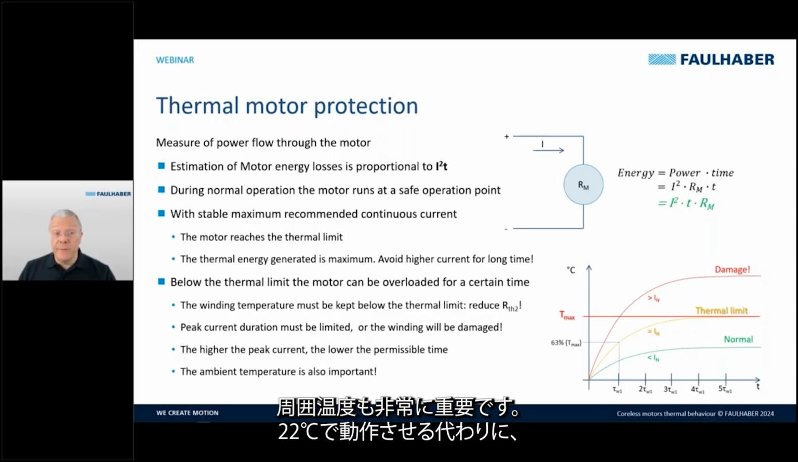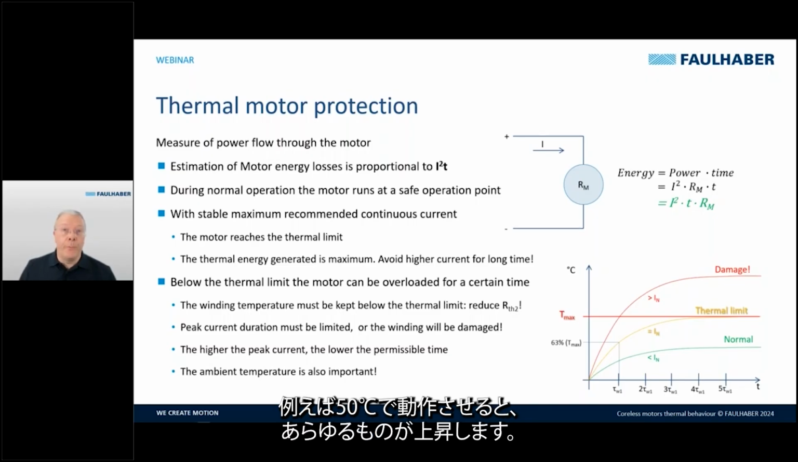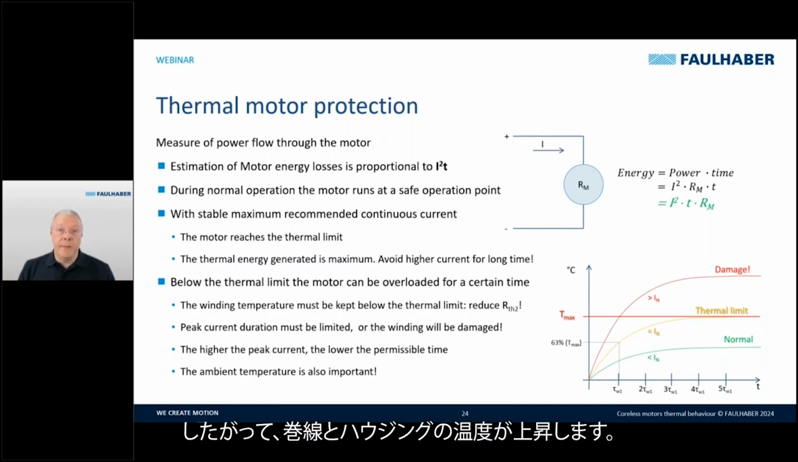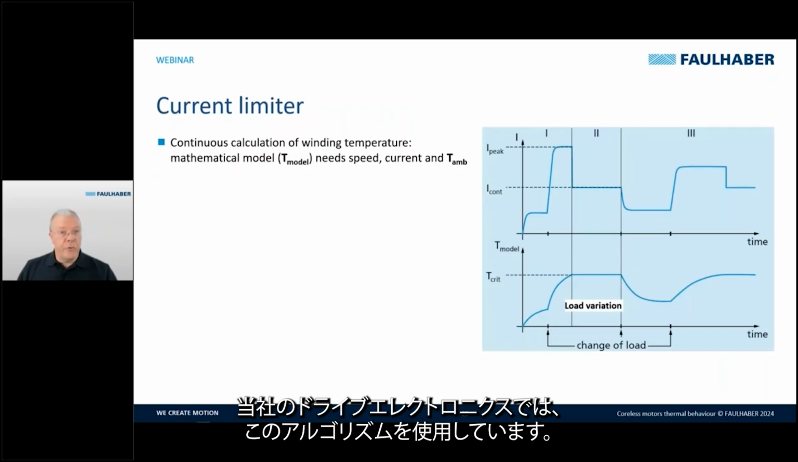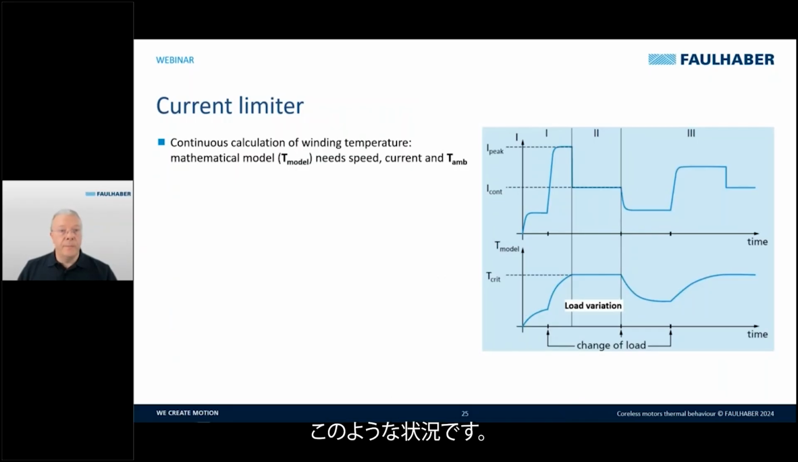Also, the ambient temperature is very important. Instead of operating at 22 degrees, when we operate at, for example, 50 degrees, then everything is shifted up, so the temperature in the winding and in the housing will be increased. In our drive electronics, we use this algorithm. We have a situation like this.